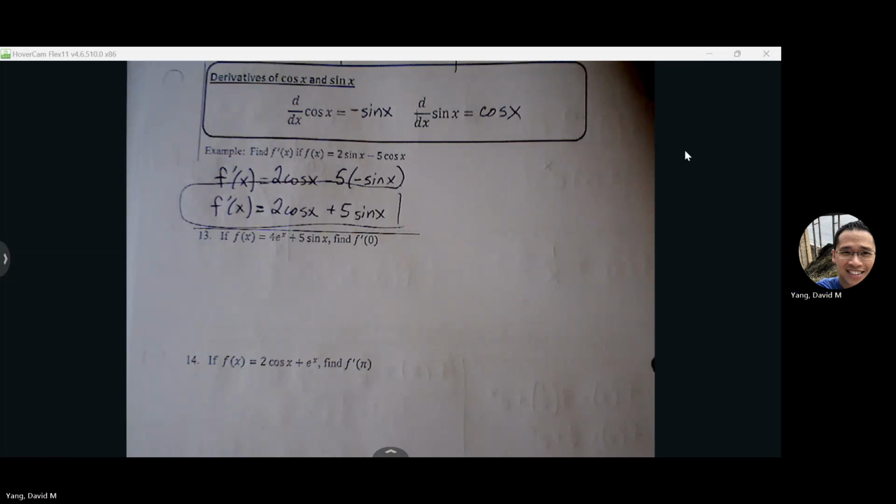Okay. Try 13 and 14. Build the derivatives and then find the slope.